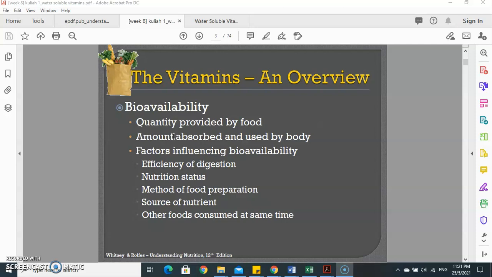And then we also look at the source of the nutrient, and the other foods consumed at the same time, because when we eat foods that have, for example, vitamin A and another vitamin, they can interact with one another. For example, iron: we need to increase our iron absorption. If we consume vitamin C during the iron intake, it will enhance the iron absorption. So the interaction will help to increase the iron absorption.